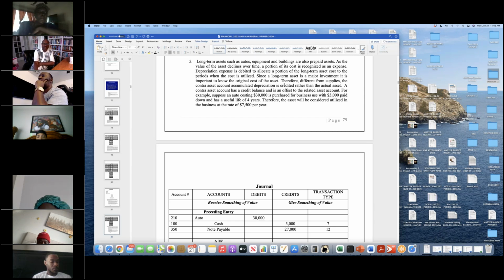So let's look at how we're going to do this. We buy an auto costing $30,000. We paid $3,000 down, and it had a useful life of 4 years. So when we buy that asset, we're going to debit auto, credit cash $3,000, credit note payable $27,000. Any questions? We debit auto.